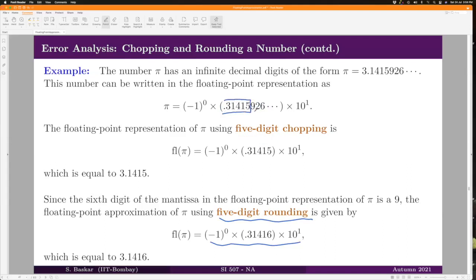In rounding, we will take the d_{n+1}th digit and see if it is between 0 to beta by 2. Since we are working with decimal, this is 5, then we will just take the chopping. Otherwise, we will add 1 to the previous one. Since here we have 9, which is greater than 5, we will add 1 to d_n, that is 5. Therefore, the 5-digit rounding approximation gives us the mantissa as 31416, because we are adding 1 to 5, given that the next digit was 9.